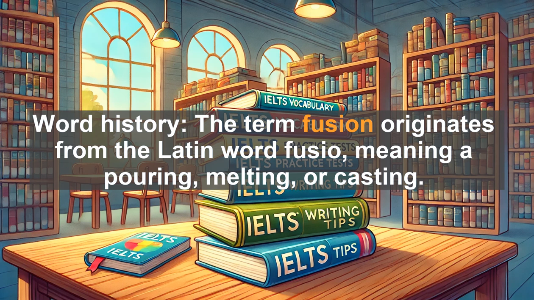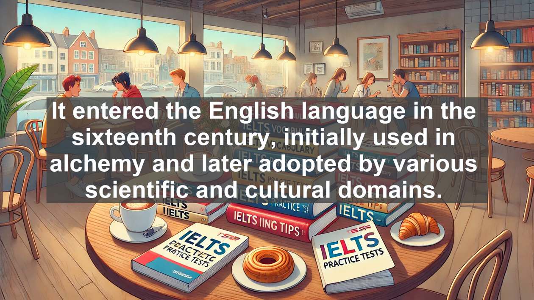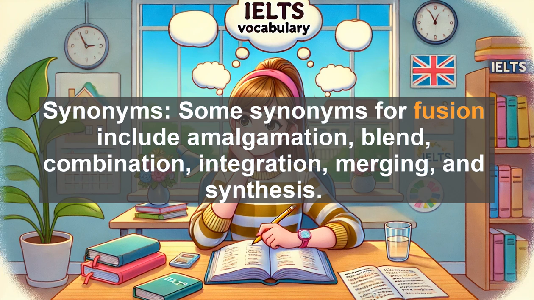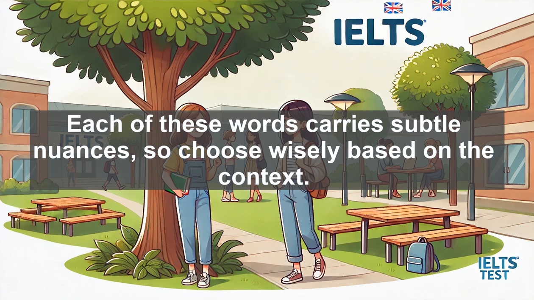Word history. The term fusion originates from the Latin word fusio, meaning a pouring, melting, or casting. It entered the English language in the 16th century, initially used in alchemy and later adopted by various scientific and cultural domains. Synonyms. Some synonyms for fusion include amalgamation, blend, combination, integration, merging, and synthesis. Each of these words carries subtle nuances, so choose wisely based on the context.